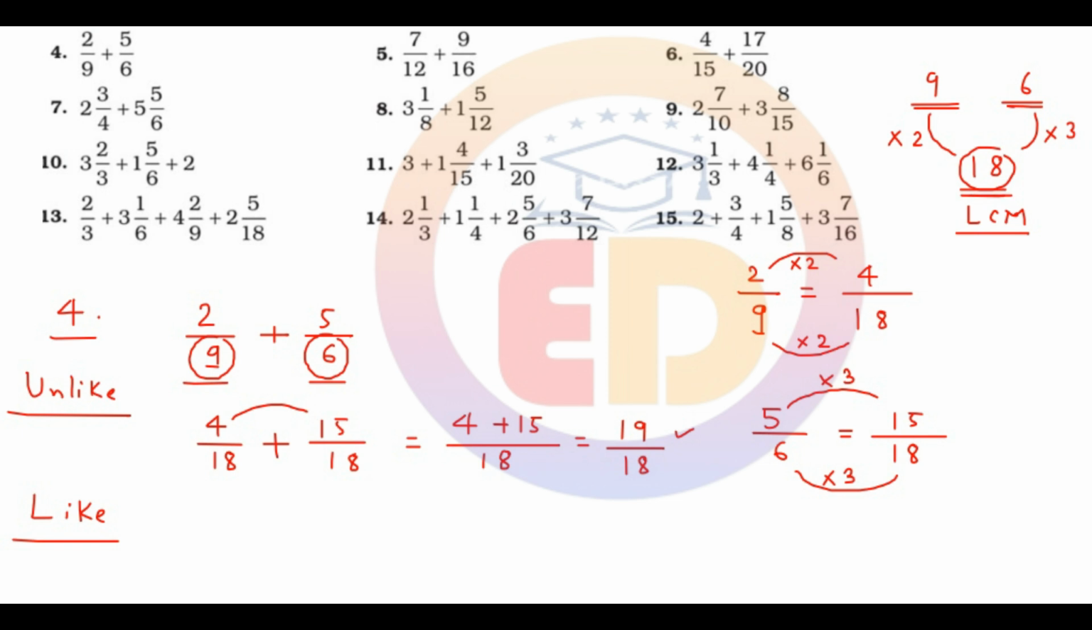Instead of finding the LCM, if you have a little command on tables, then very easily you can find out this LCM as 18, or a common multiple as 18. If you are having difficulty in finding the LCM, you can also use the long division method or the common division method to find out their LCM. Now after finding the LCM, I will convert the denominator 9 to 18 and denominator 6 to 18. Now when the denominators are converted to same value 18, we will add the numerators, and my answer will be 19 upon 18.